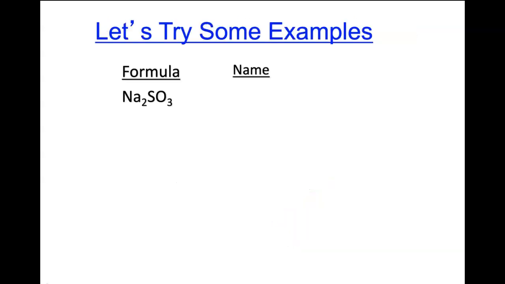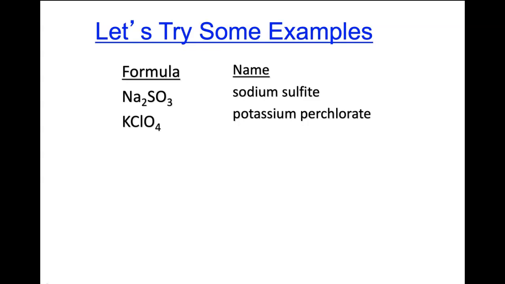So let's try some examples. Here's a formula for a compound with polyatomic ion. So if you're thinking sodium, and this is actually going to be sulfite, it's SO3, and it's got a 2- charge, but it's not a super important one you need to know. Potassium perchlorate. So that would be KClO4. ClO4 has a -1 charge. Perchlorate.